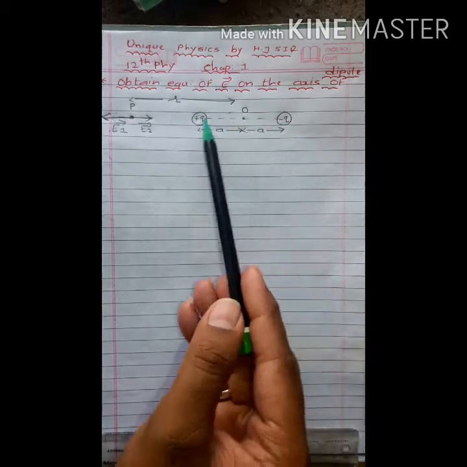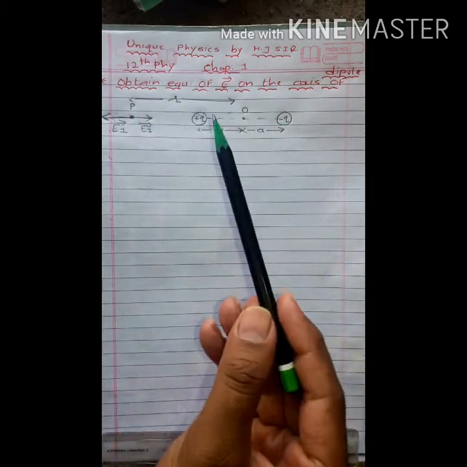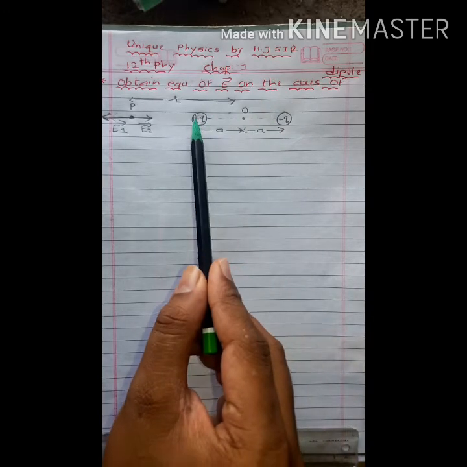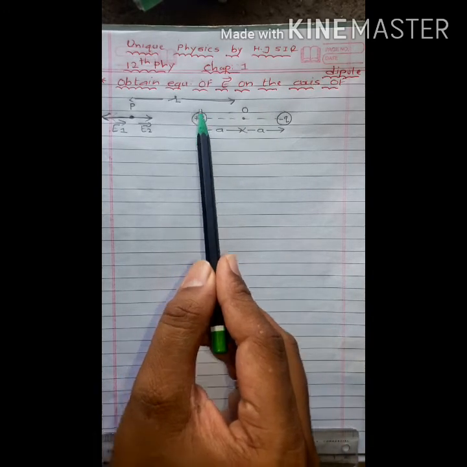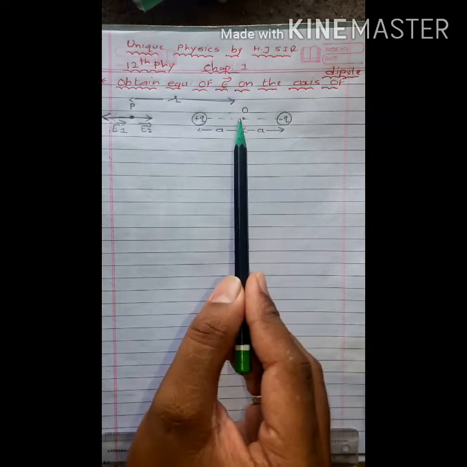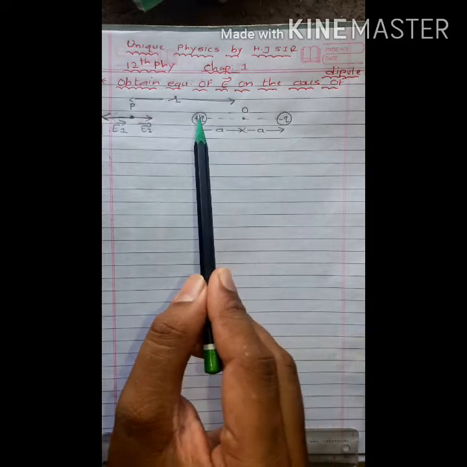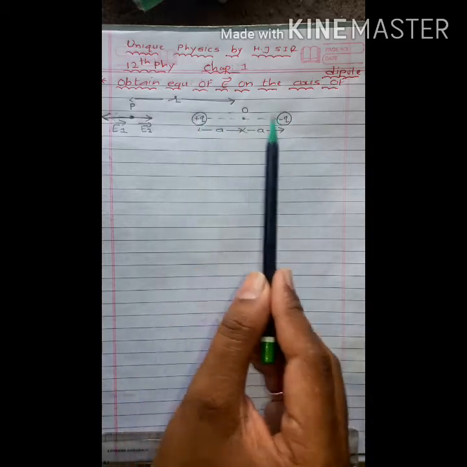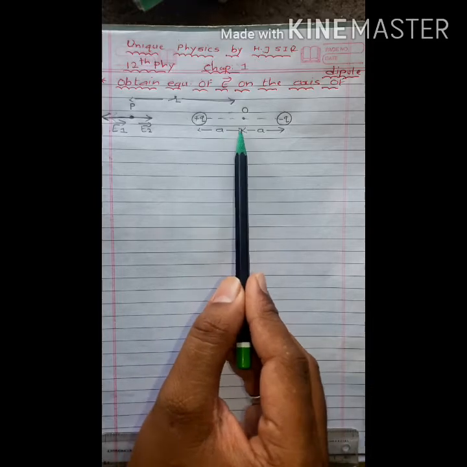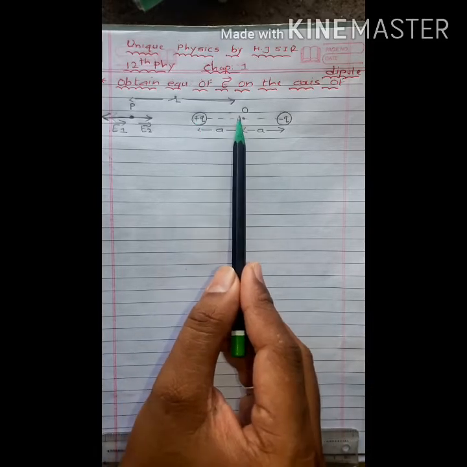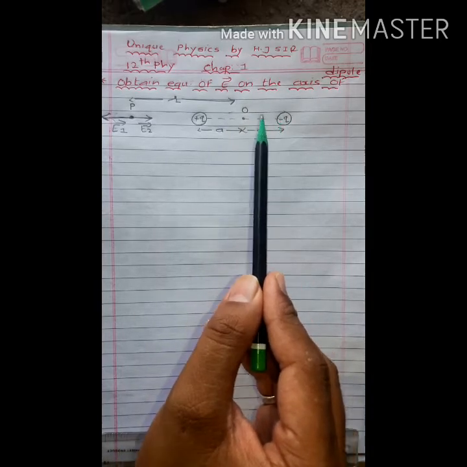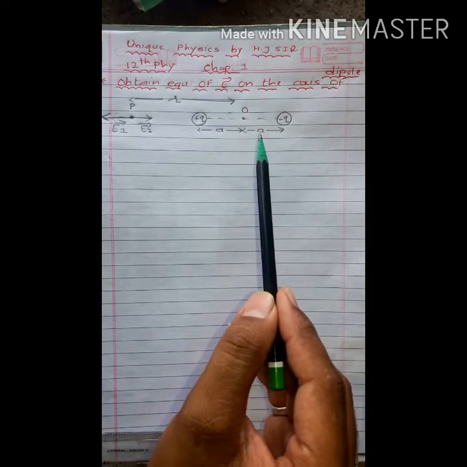Axis means line joining two electric charges. So first of all we explain the figure. This is our plus q charge, positive charge of dipole. This is our minus q charge, negative charge of dipole. This is center of dipole. Okay, total distance between two charge is 2a, but here we consider half distance. So distance of plus q charge from center of dipole is a, and distance of minus q charge from center of dipole is also a.